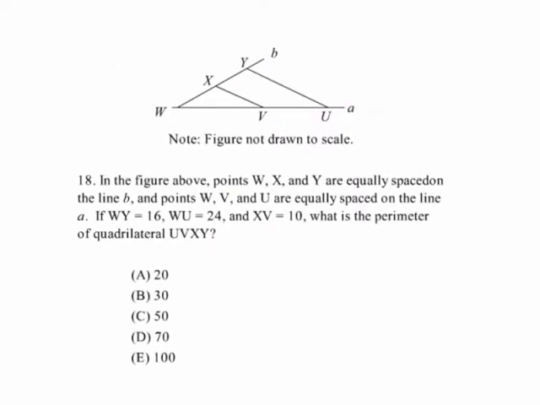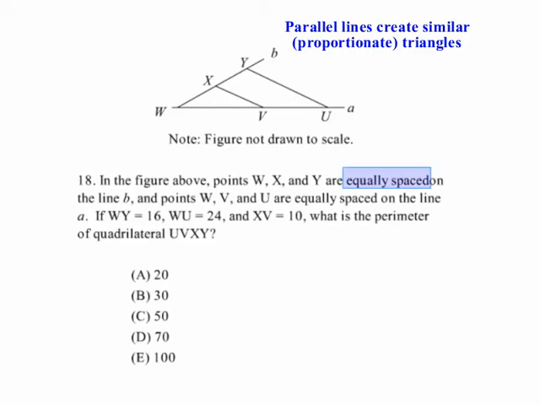One of the ways they like to ask ratio problems is by putting parallel lines within a triangle, creating similar figures, similar triangles. Remember, parallel lines create similar or proportionate triangles within a triangle. In this case, they tell us that W, X, and Y are equally spaced on line B, and W, V, and U are equally spaced on line A. If WY equals 16, and WU equals 24, and XV equals 10, what's the perimeter of the quadrilateral UVXY?